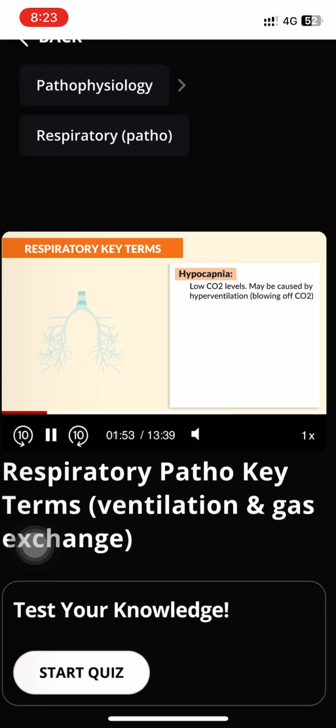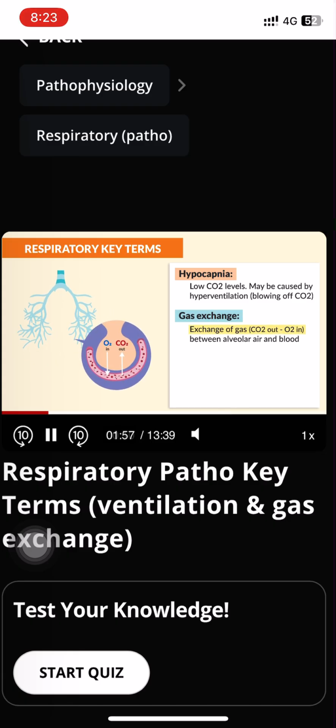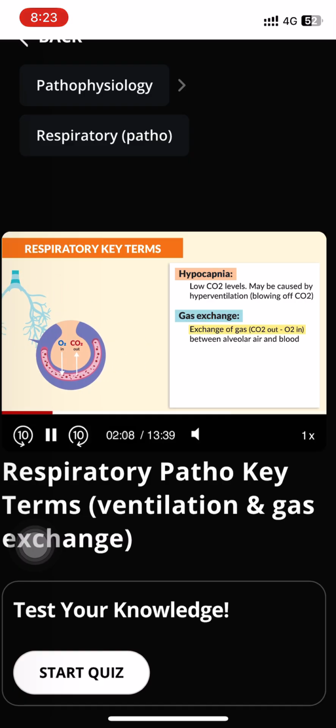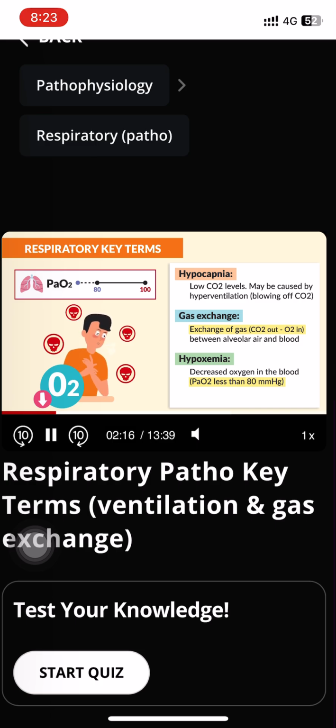Now the next key term is gas exchange. So exchange of gas, that CO2 out and that O2 or oxygen in. Now this is done between the alveolar air and blood, those little capillaries inside the lung. Now lastly is hypoxemia, decreased oxygen in the blood. The key number to know is PaO2 less than 80 millimeters of mercury. 80 is the key number.